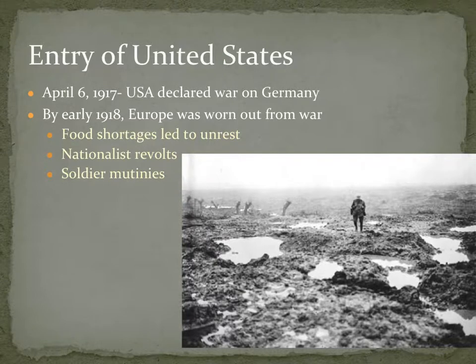So on April 6, 1917, the U.S. declared war on Germany. This was really significant for the Allies because by early 1918, Europe was really worn out from the war. There were a lot of rebellions and riots among soldiers, also among civilians, as shortages from the war continued to really impact people's lives. Soldiers mutinied. There were also nationalist revolts. So don't forget about all those different ethnic minorities, especially in Eastern Europe, who wanted their independence. So the war was really devastating Europe, and yet it seemed like it was just going to go on and on and on.